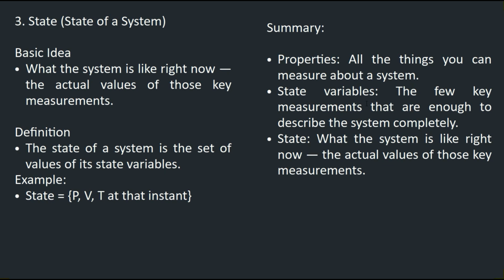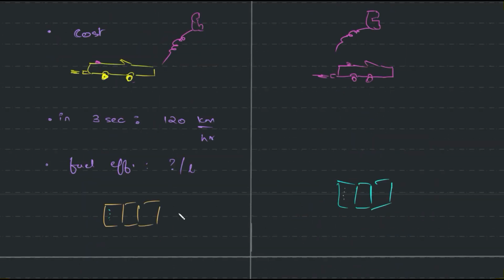Right? Brochure scenario. State is the actual value, right? So basically, both have state variables listed in them. You know, mileage, cost, everything, both of them have their own state variables. Same state variables, for example. But the state is different. Means the values are different.